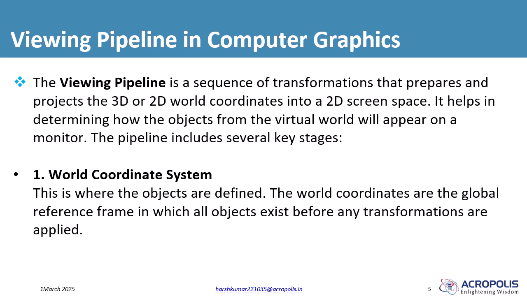The first one is the world coordinate system. This is where the objects are defined. Consider an object which we have in real life; that object will come under the world coordinate system. The world coordinate system is the global reference frame in which all objects exist before any transformations are applied.